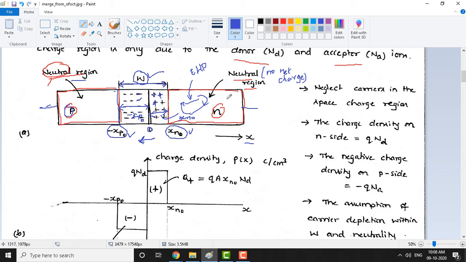The reason is we assume here a type of diode as n plus p. That means the n region is heavily doped, the p region is lightly doped. When the semiconductor is like this, p n plus, the n side depletion region is narrow and the p side depletion region is wider. The depletion region always penetrates towards the lightly doped region.